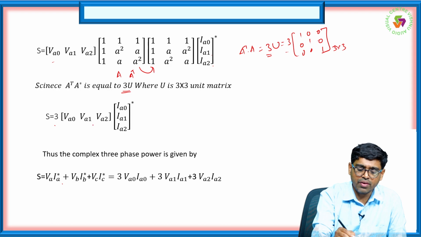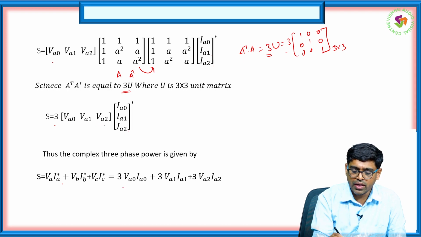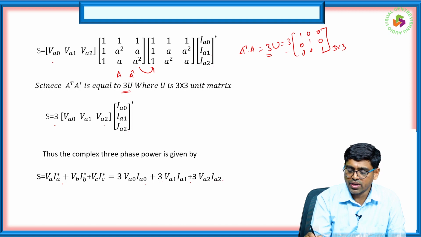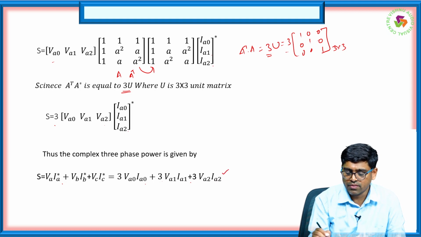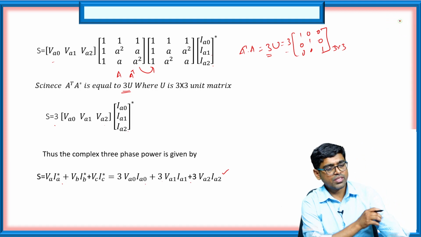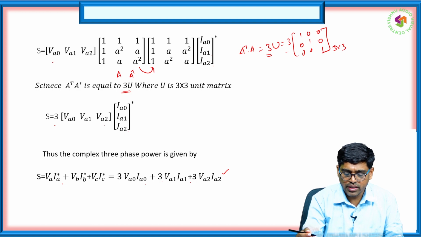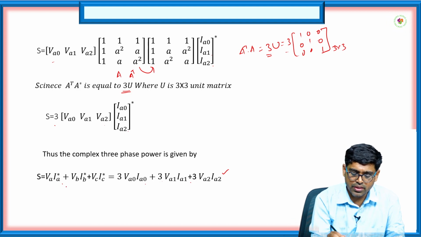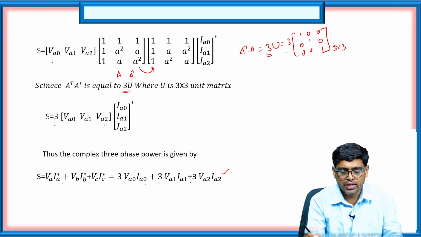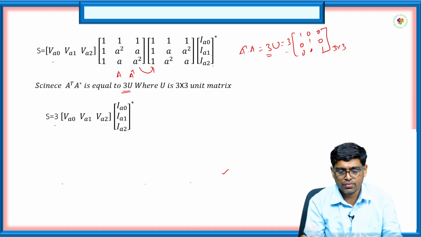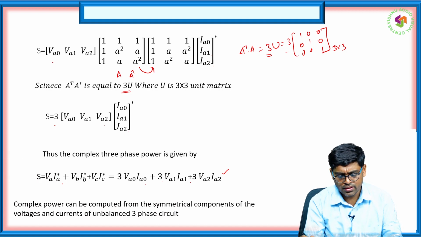Then it is VA0, VA1, VA2, VA0, VA1, VA2. So then we are getting 3 into VA0 into IA0, 3 into VA1 into IA1 plus 3 into VA2 into IA2. It is the total power we are getting in the case of 3-phase. So in the case of 3-phase we are getting S equal to VA into IA conjugate, and VA into IA conjugate we are getting as these relations. So we are getting this relation of 3-phase power.